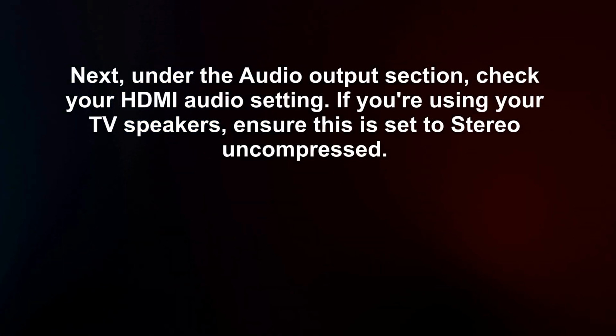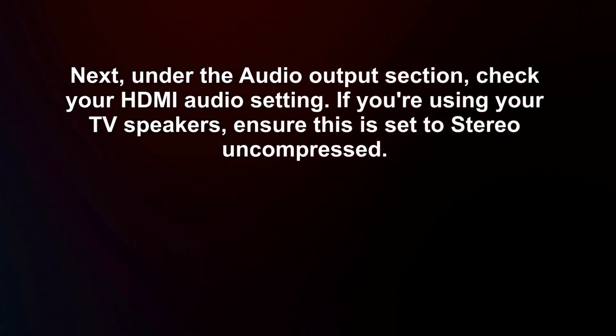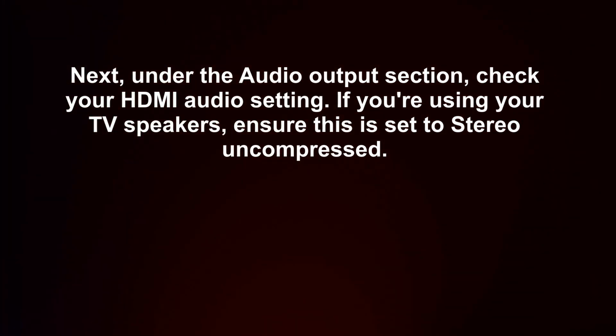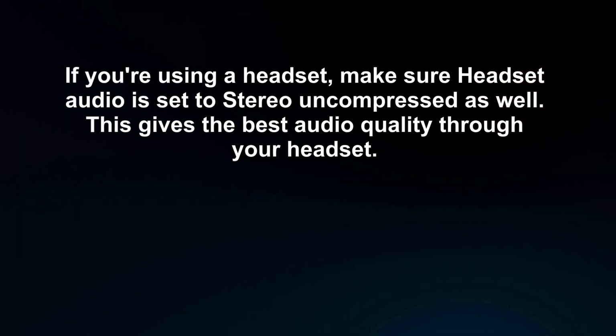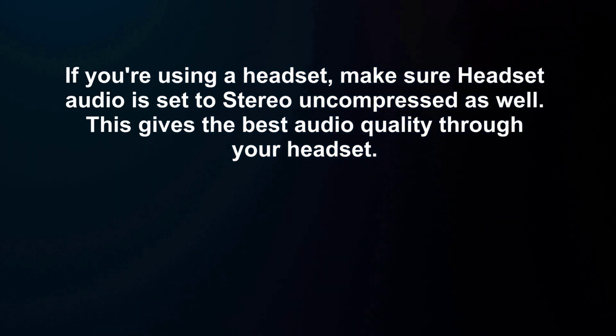Next, under the Audio Output section, check your HDMI audio setting. If you're using your TV speakers, ensure this is set to stereo uncompressed. If you're using a headset, make sure headset audio is set to stereo uncompressed as well. This gives the best audio quality through your headset.